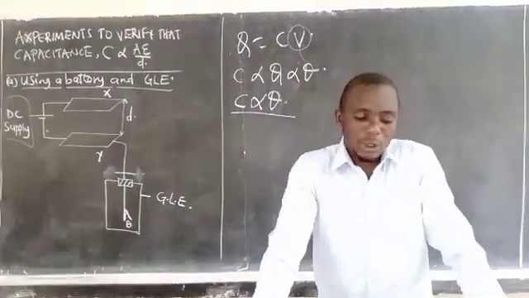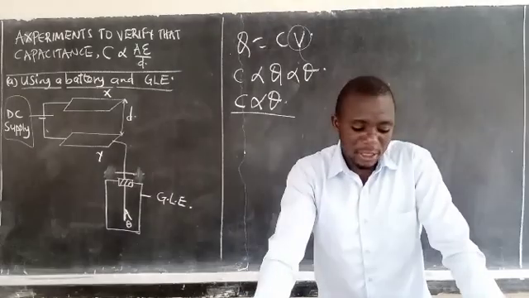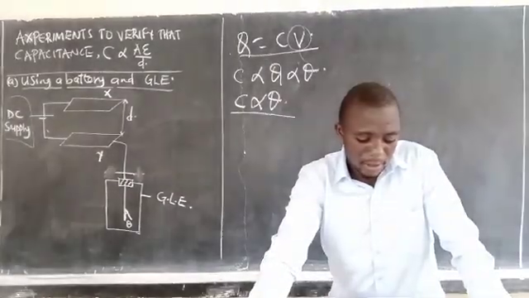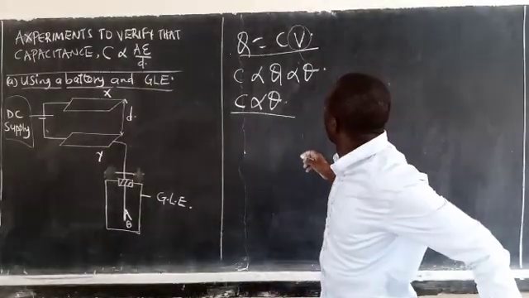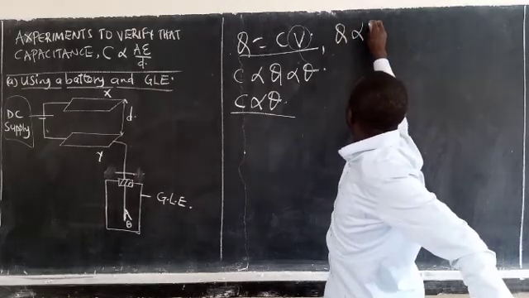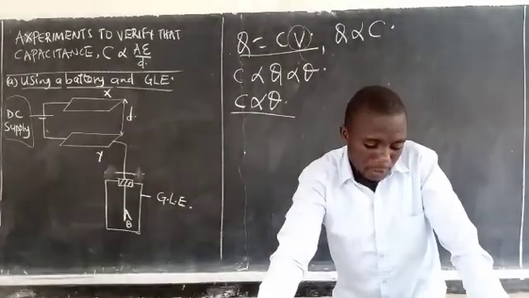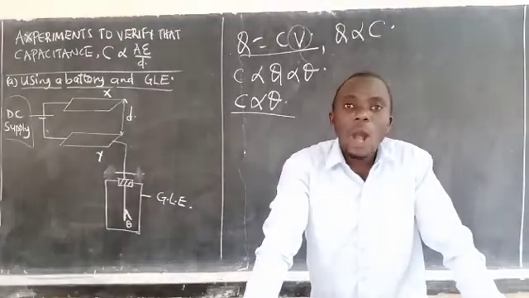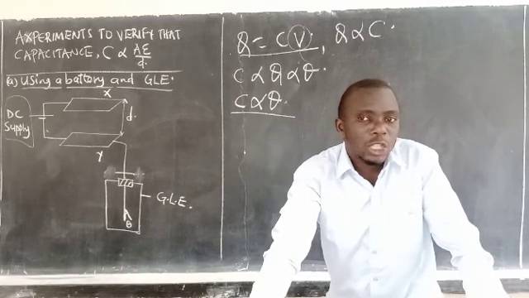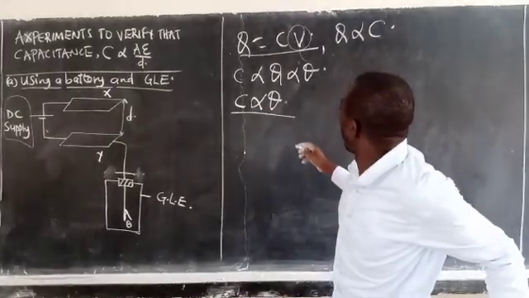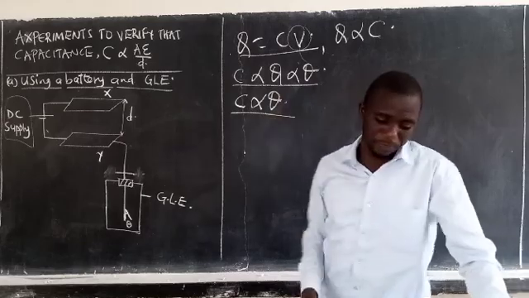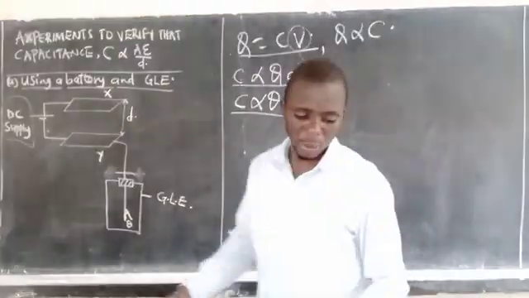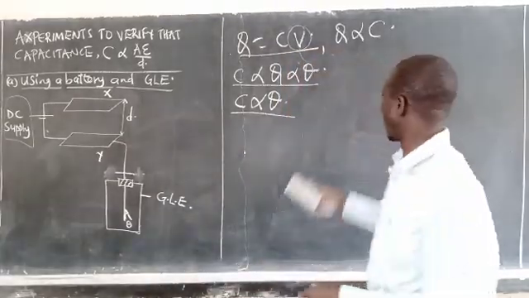You can take note. Magnitude of charge stored on either capacitor plate, Q equals CV, and since V is constant, therefore Q is proportional to C. Therefore, Q is proportional to C. And since the deflection of the GLE is proportional to the charge stored by Y, therefore this and then this. So we can begin now our experiment. You are now convinced that when the deflection is bigger, that means bigger capacitance.